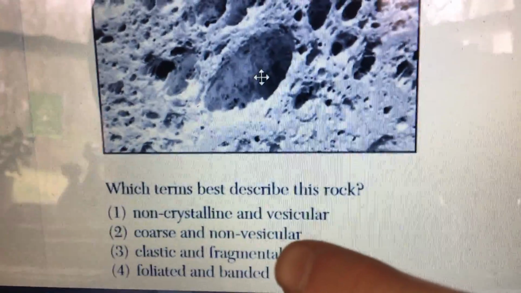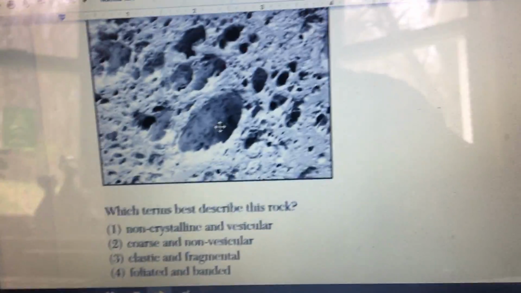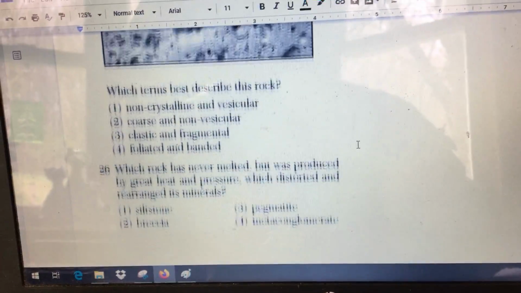Clastic and fragmental, no way. Those are sedimentary things. Foliate and banded, no way. Those are metamorphic things. Number 1 is our only good one.